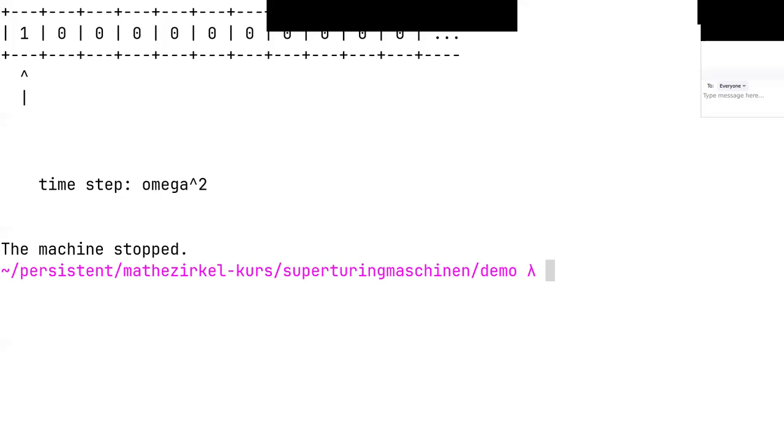And then you will notice that it stopped at time omega squared, in contradiction of what we said. And that simulation is indeed correct. Why? Can anyone explain?